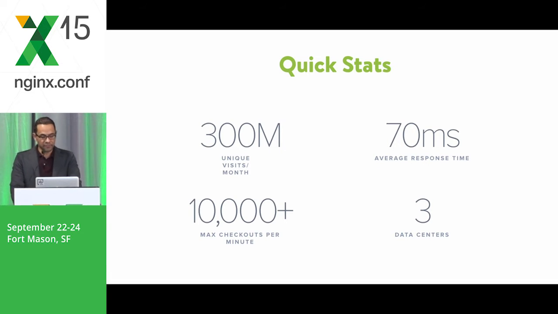So some quick stats. We currently do about 300 million unique visitors per month. Average response time around 70 milliseconds. Our platform can currently handle around 10,000 checkouts per minute, and the core Shopify application is running in 3 separate data centers.